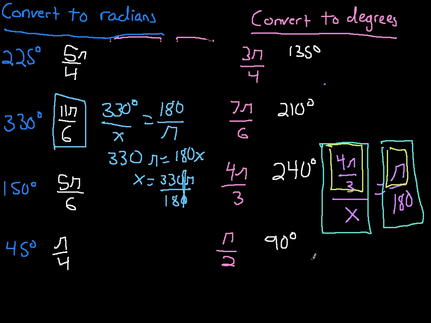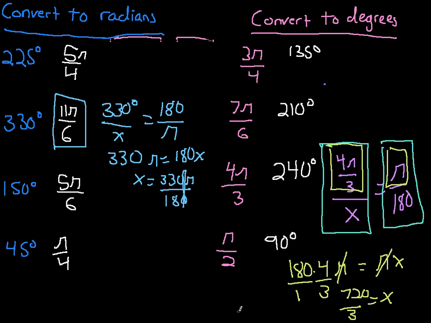So once again, I'm going to cross multiply, and I'm going to find that pi times x is equal to 180 times 4/3 pi. Again, my pi's are going to disappear, and I'm left with x is equal to 4/3 of 180. 180 is the same as 180 over 1. When you multiply straight across the top, you get 720 over 3 is equal to x, which leads us to our answer of 240.